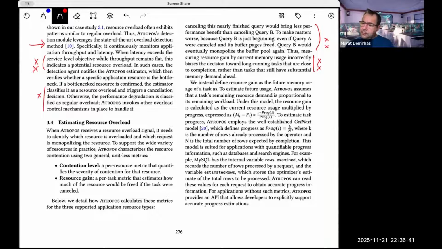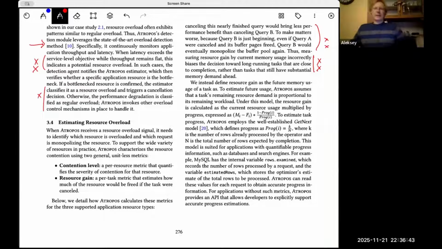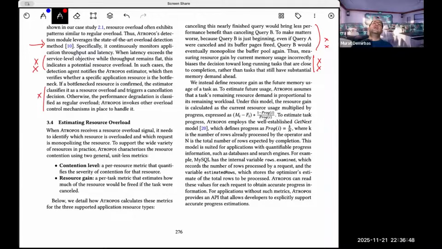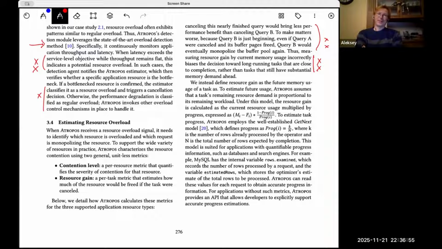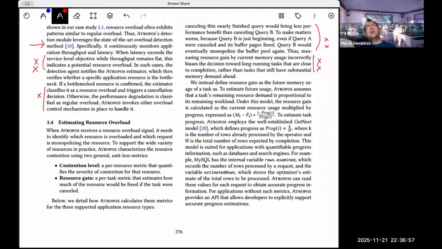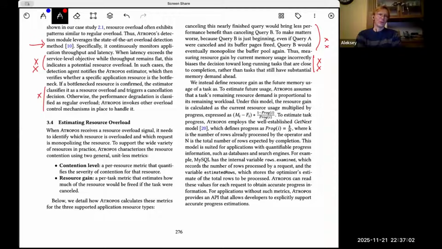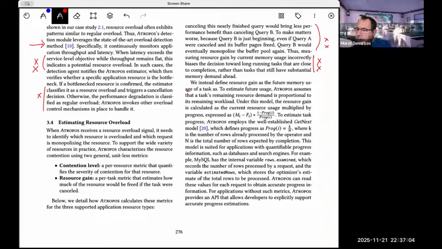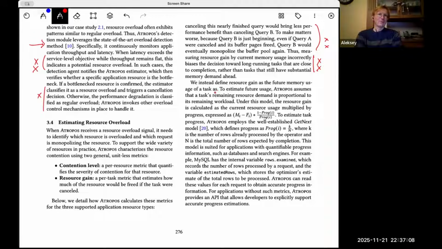Okay. Interesting. I mean, it makes sense, right? You want to. But then how do they kill the ones that have substantial memory demand ahead? Next paragraph. We instead define resource gain as the future memory usage of a task.